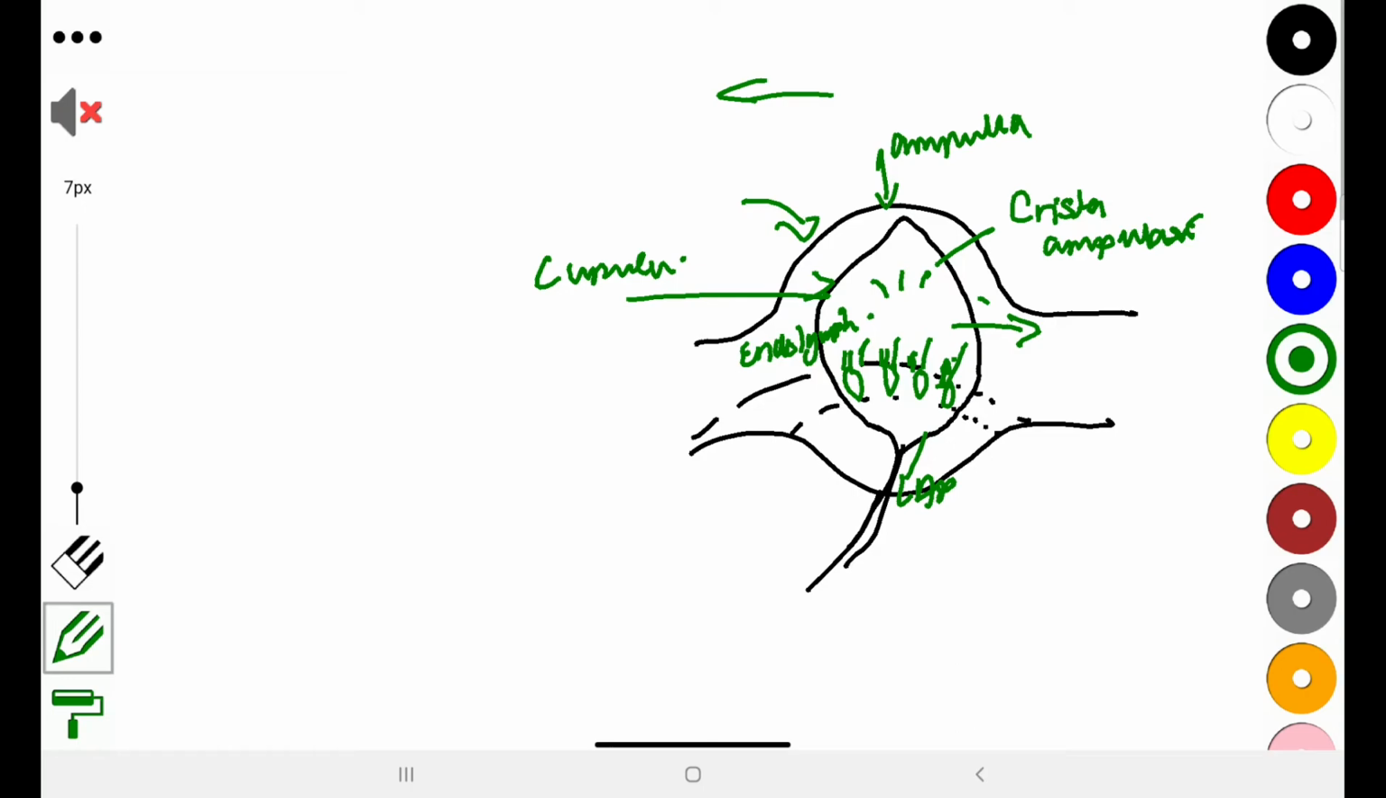If the opposite occurs, so movement the other way, the cupula moves to this side, and then you have an increase in hyperpolarization.